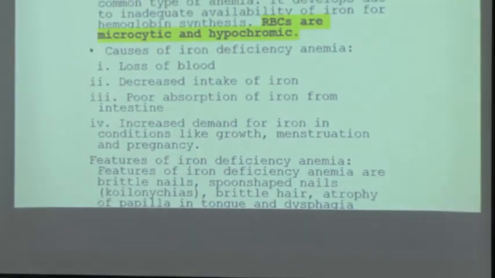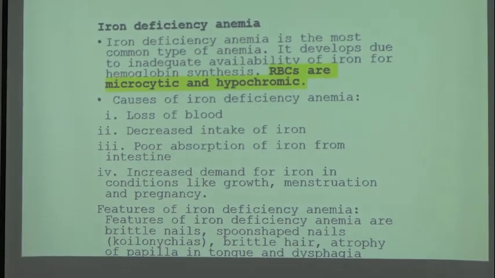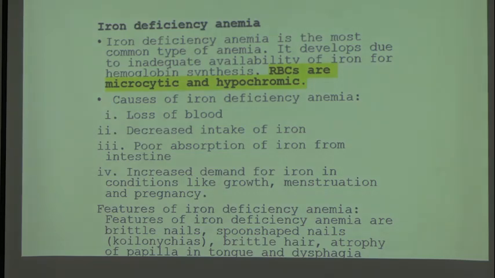Iron deficiency is also a nutritional constituent. Iron deficiency will cause microcytic hypochromic anemia. It also happens during chronic hemorrhage. Causes of iron deficiency are loss of blood, as we have seen, also decreased intake of iron, and poor absorption of iron.